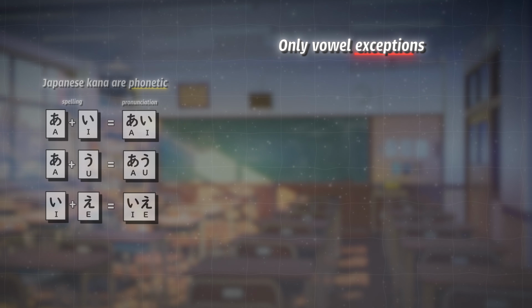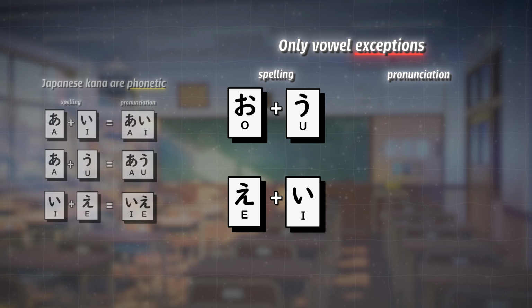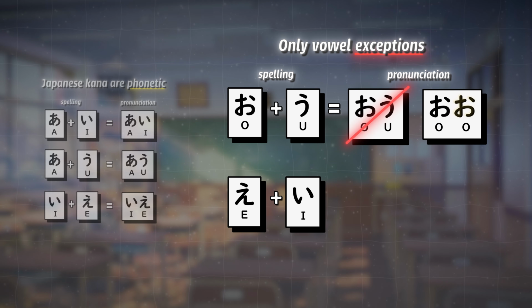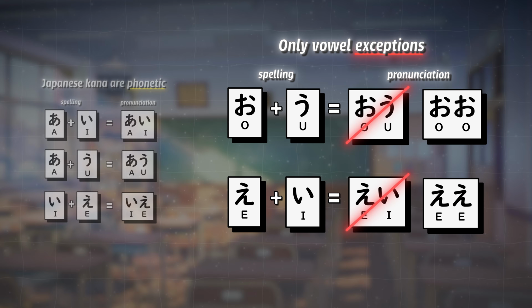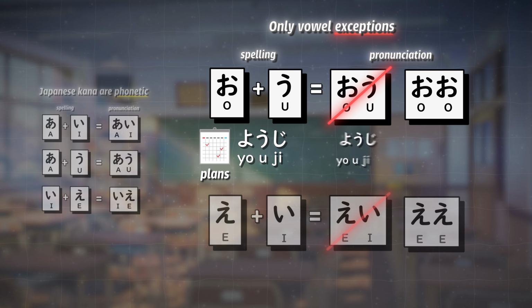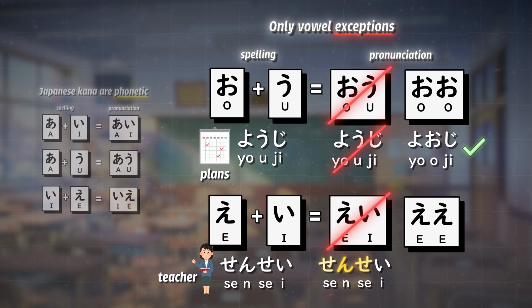The only exception here with vowels is if after O you put U, or if after E you put I, it just extends the first vowel. So O and U don't become OU, but simply a long O. Similarly, E and I don't become A, but simply a long E. So for yoji, which means plans, it's not pronounced yo-ji, but yoo-ji. And the word for teacher in Japanese isn't pronounced sen-sei, but sen-see. I honestly learned this embarrassingly late into my studies.